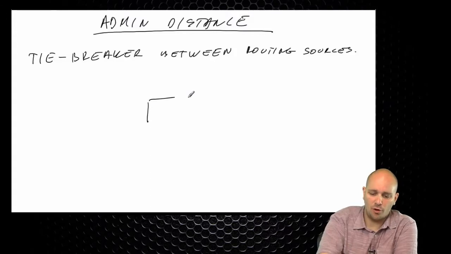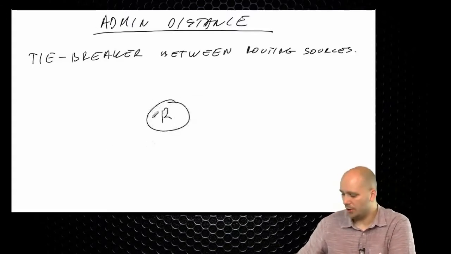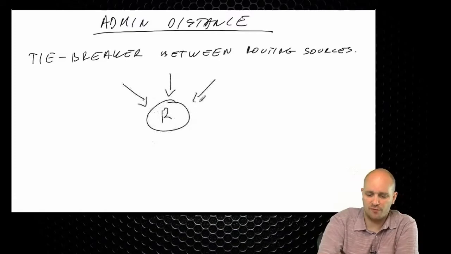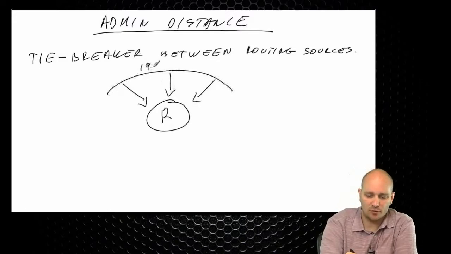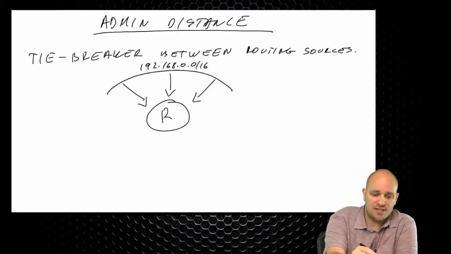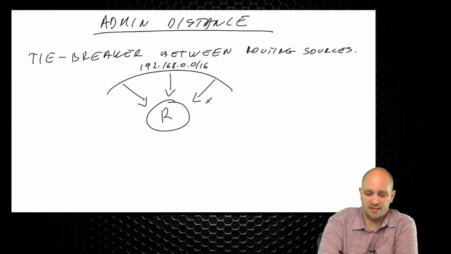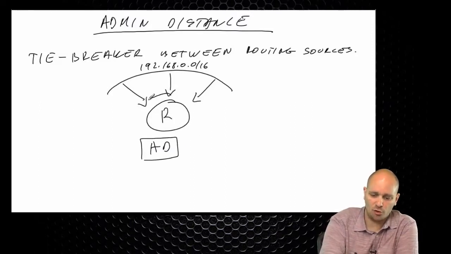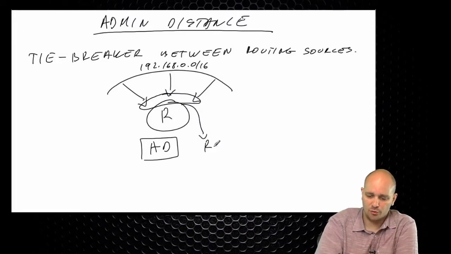So if we have a router, and routers are always round, and this router has multiple sources of routing information, so the information is coming from multiple protocols. Let's say that from all of these sources, we are learning the same route, 192.168.0.0/16. This router somehow needs to figure out which one of these sources is more preferred than the others. This is where the admin distance is going to be the tiebreaker before this router can actually install the route from one of these sources into the routing table.